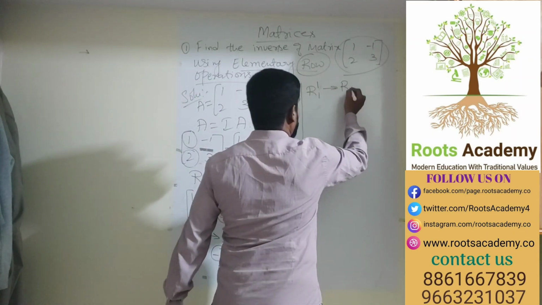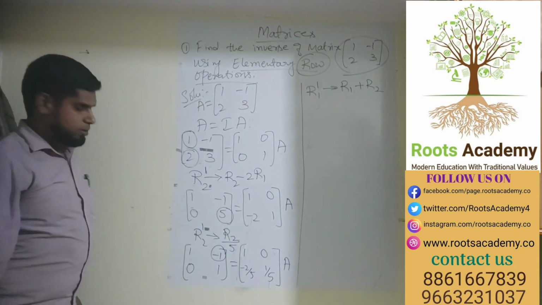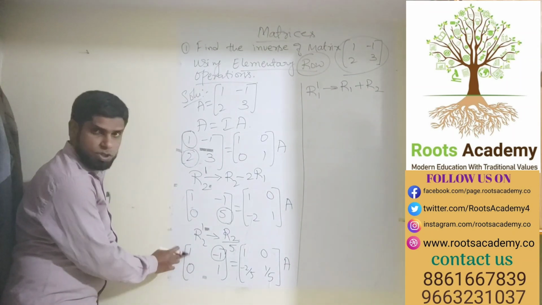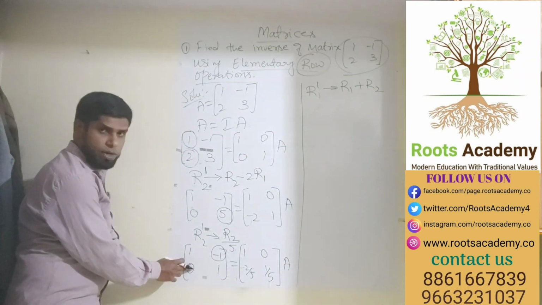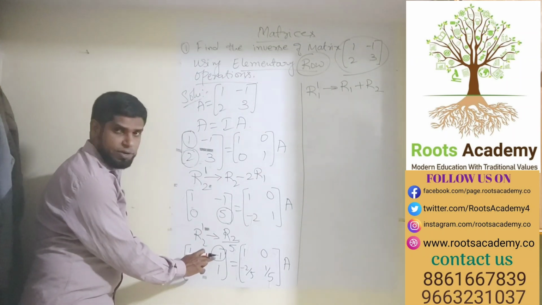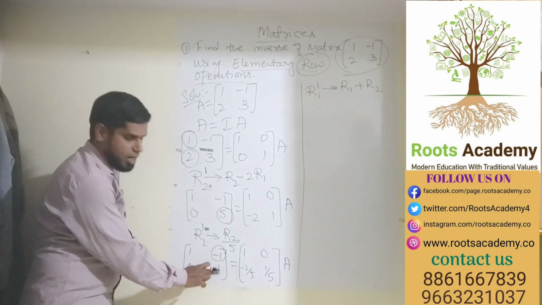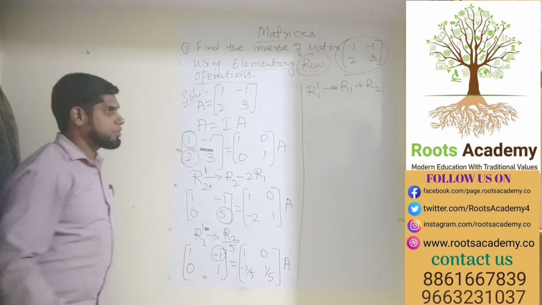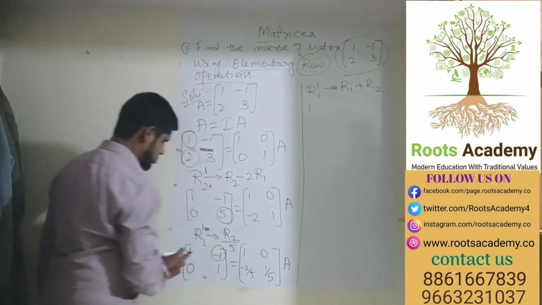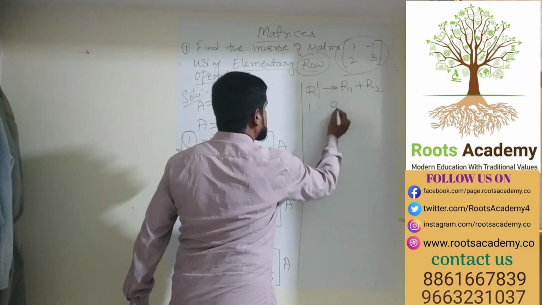R1 plus R2. Because if I add these 2 rows, 1 plus 0 is 1 only, so it remains same. Here it is, I have negative 1 and I have positive 1 here. If I'm adding these 2 things, I will get 0 here. So here it is, 1 plus 0 is 1, minus 1 plus 1 is 0.